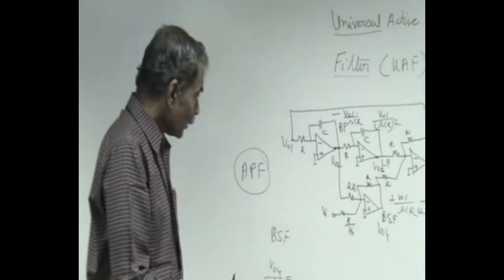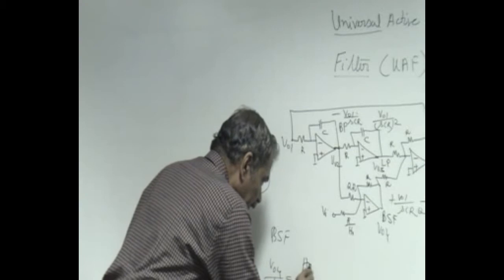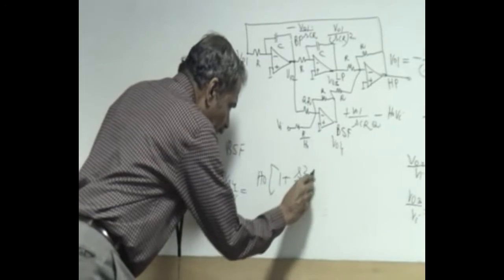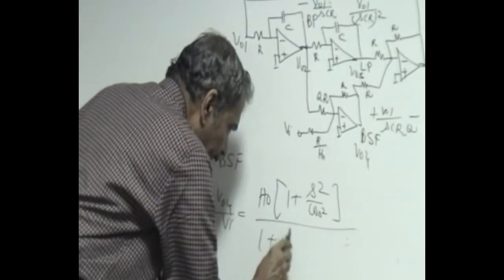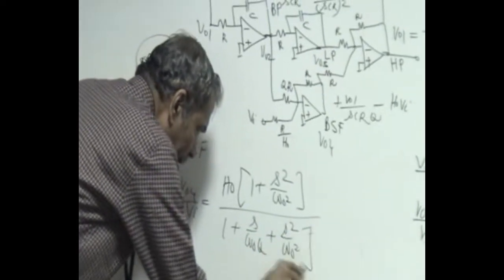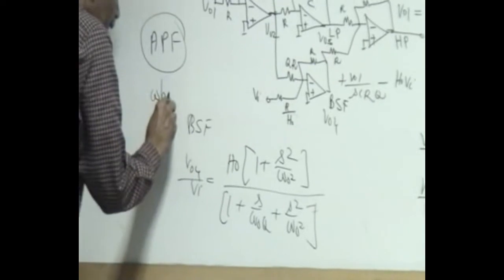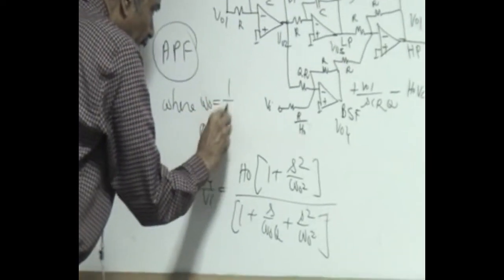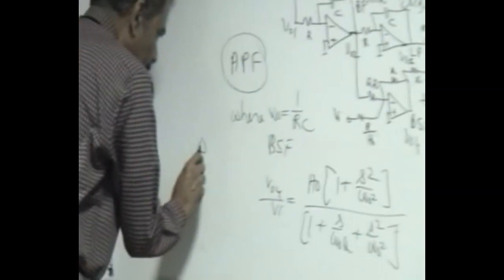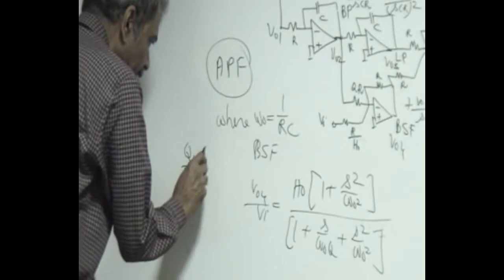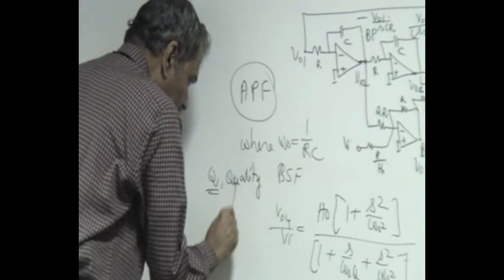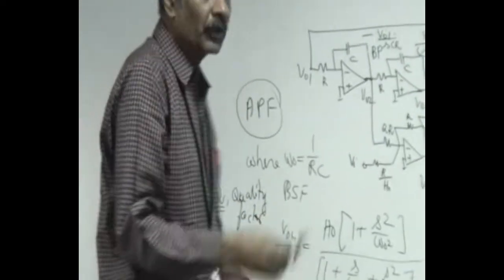Now, this output of band stop is 1 plus S squared by omega naught squared, by 1 plus S by omega naught Q plus S squared by omega naught squared. Where omega naught is 1 over RC, it can be changed by changing R and C, and Q is the quality factor, or the poles of the system.